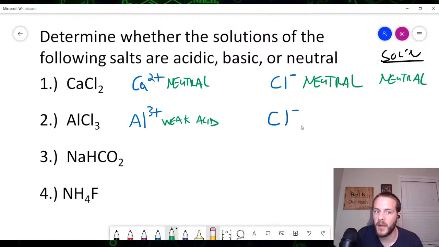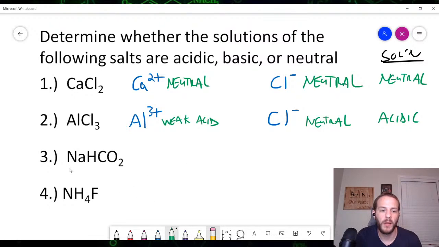Now the chloride ion, well, we just kind of talked about this one in the previous example, right? Since chloride is the conjugate base of a strong acid, chloride ion is neutral, right? So since we have a weakly acidic cation and a neutral anion, that means we're going to have an acidic solution, right? We're going to have a solution in which the pH is lower than 7.